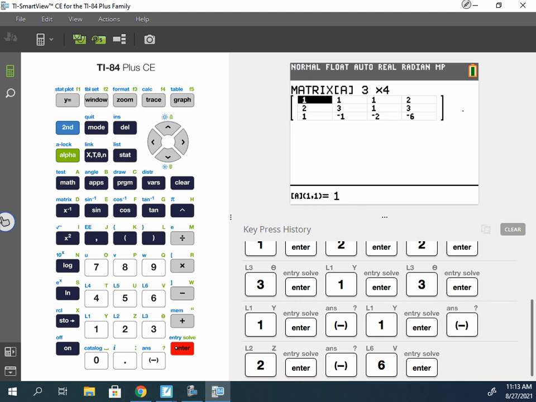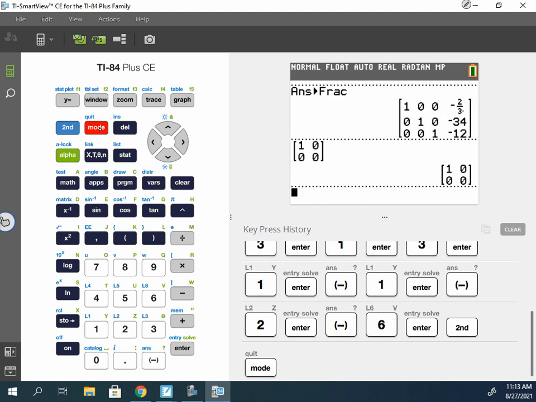So we don't want that. Like we don't want to have our next step RREF in here. We just want these numbers. So we go second quit, which will bring us back to the home screen. This here. Everybody, we're good?